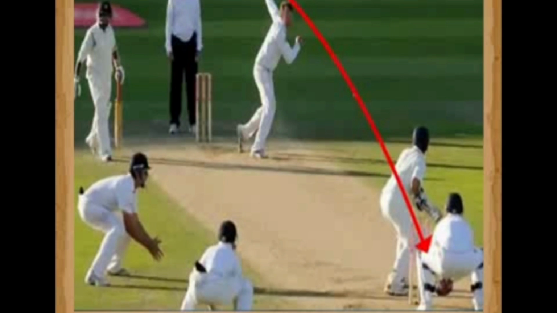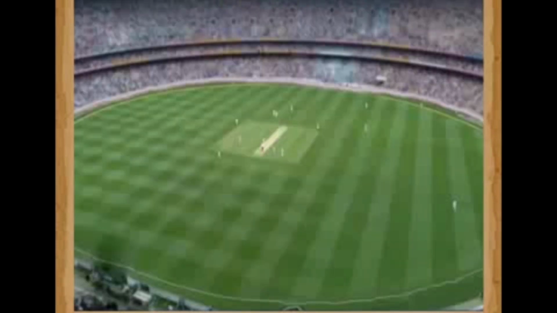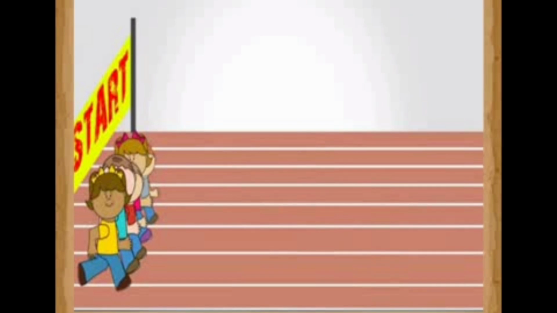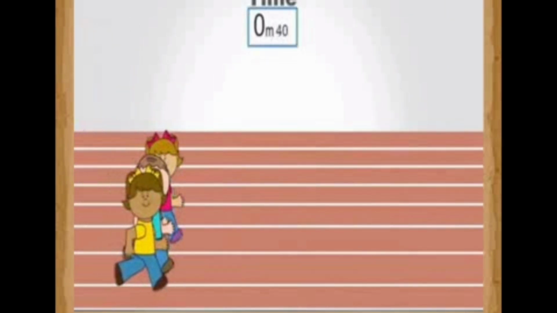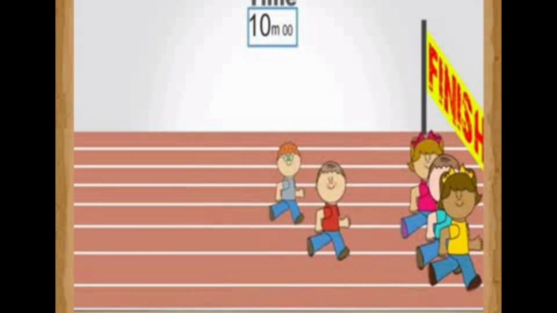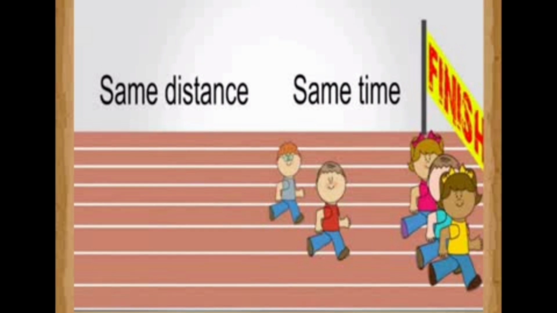The next one is also an example of curvilinear motion. It is not a straight line. That ball is moving in a curvilinear path. So this is also an example of curvilinear motion. So rectilinear, curvilinear. The third one: you can see the five athletes running on the track. Three athletes reach the destination in the same time period. So it's called same time, same distance. They are traveling the same distance. So this type of motion is called translatory motion.